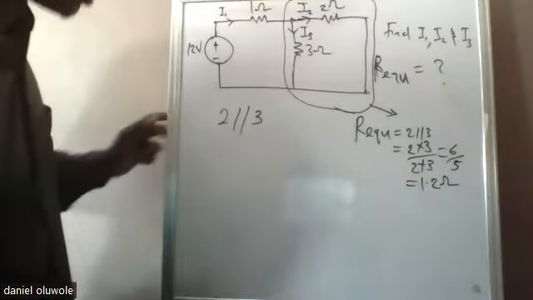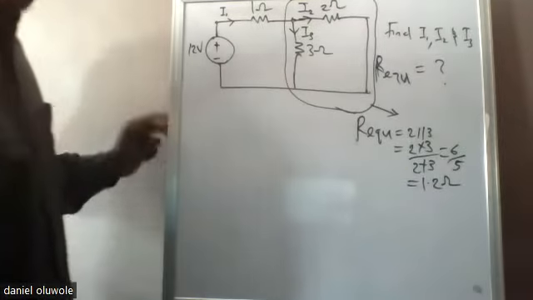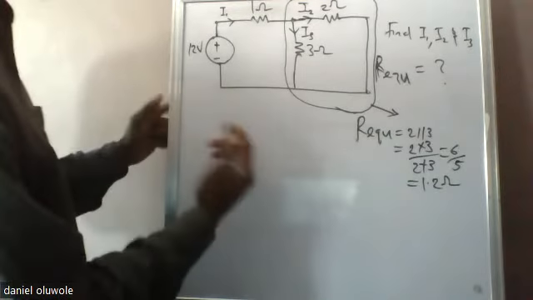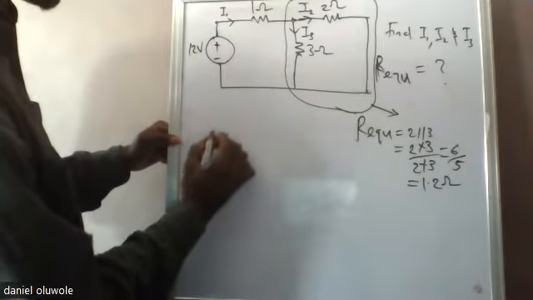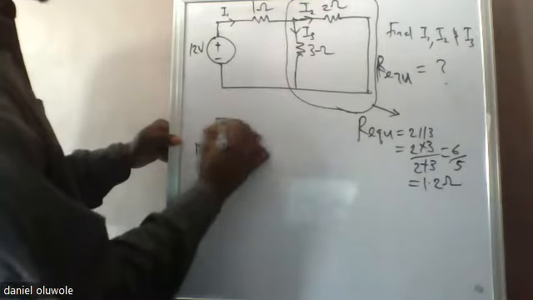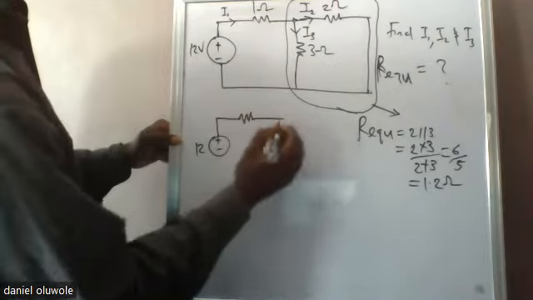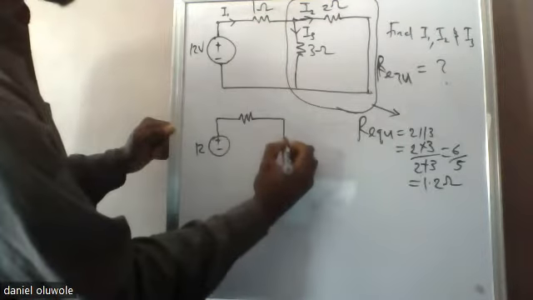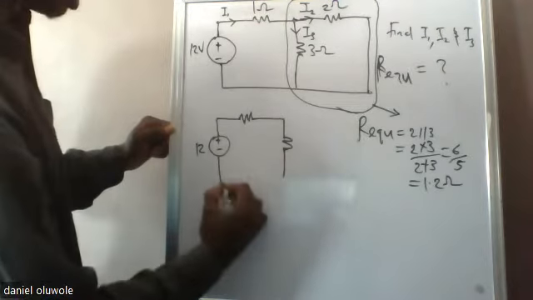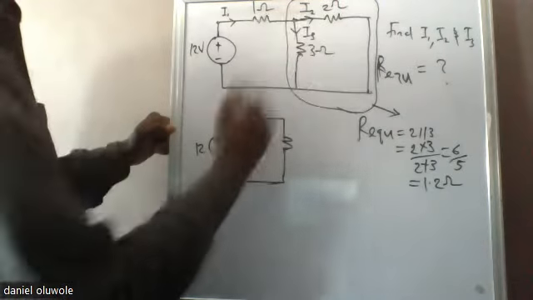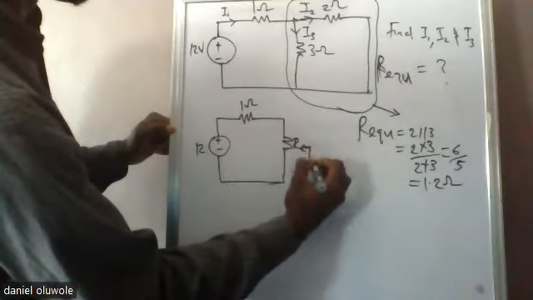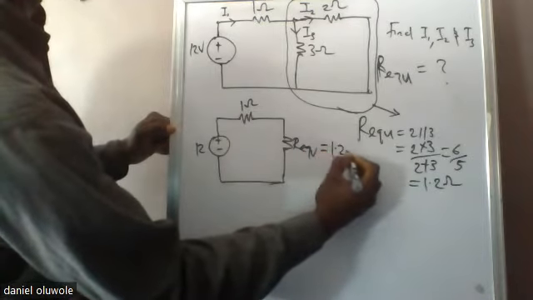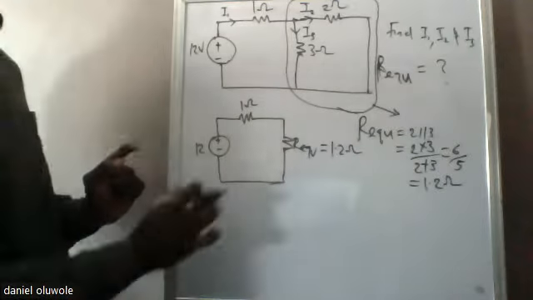So we can redraw our circuit. It's usually good practice to redraw your circuit so that you don't make a mistake, and so that if you get stuck, you can easily go back and check. So we have our 1 ohm resistor, and now one resistor that is the equivalent of these two, which is R equivalent equal to 1.2 ohms. Do you understand up to this point?